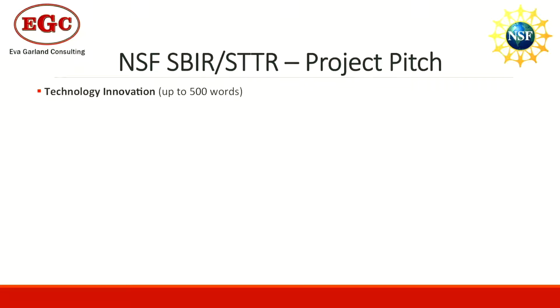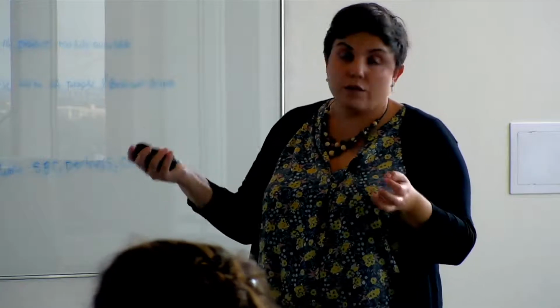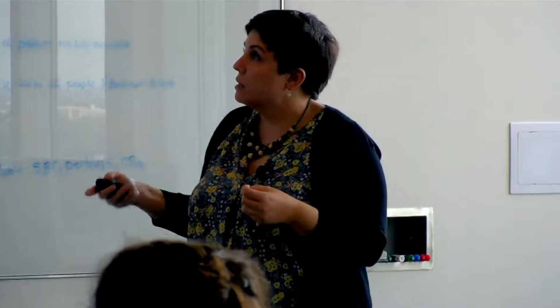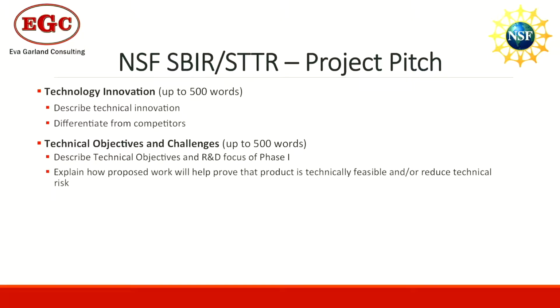Now, what does this project pitch contain? So there are 4 sections. The first one is technology innovation. It's up to 500 words. That's where you describe your innovation and differentiate yourself from competitors. The second section, another 500 words, is where you describe the technical objectives, which are basically your aims, and the challenges. And you explain how the proposed work will help prove that the product is technically feasible.